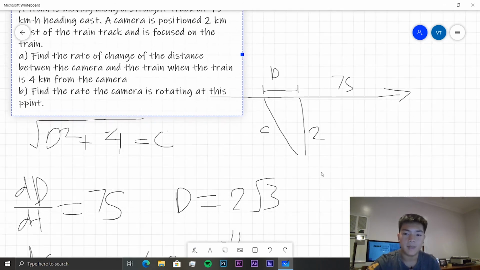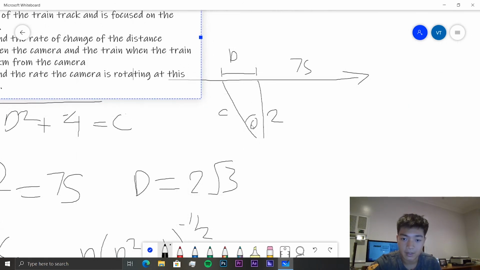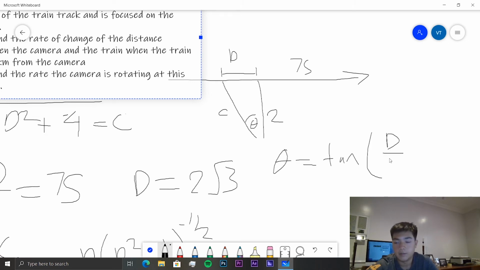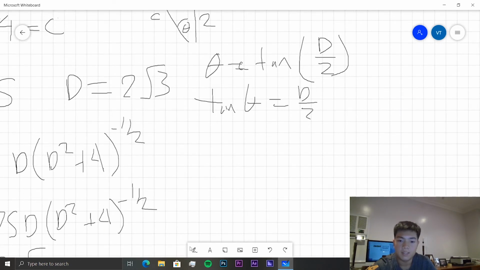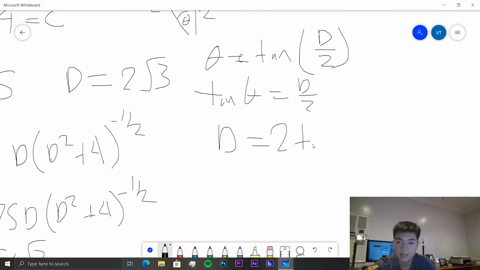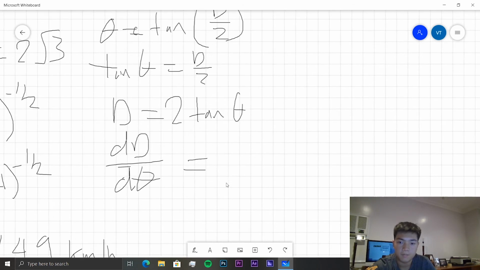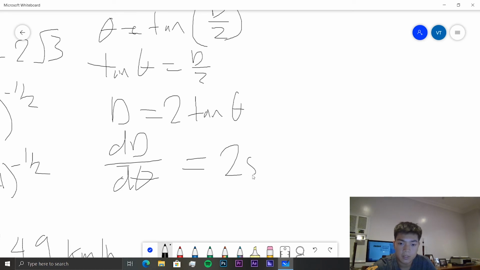And we need to find the rate the camera is rotating. So again, we can label an angle here. We can say that it's equal to the arctan of d over 2. So tan of the angle is equal to d over 2. So we have d is equal to 2 tan of the angle. So dd over d theta is equal to 2 secant squared of the angle.